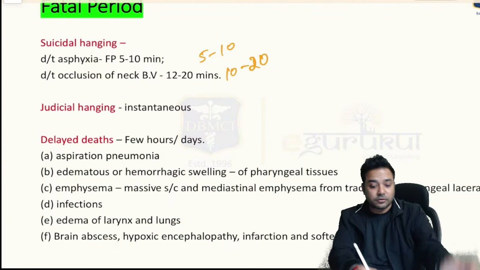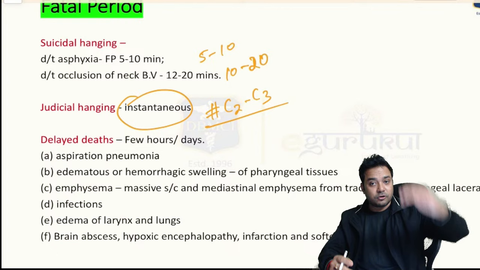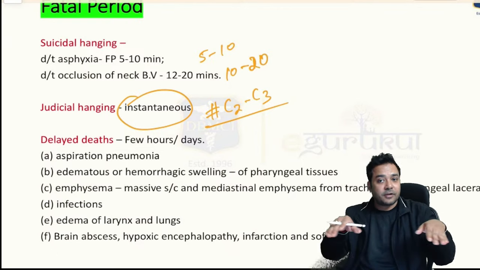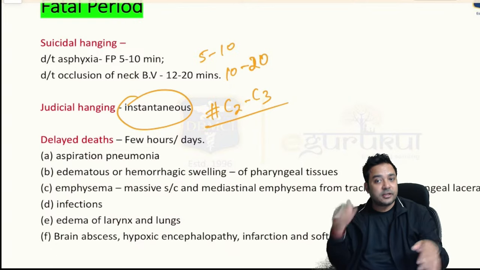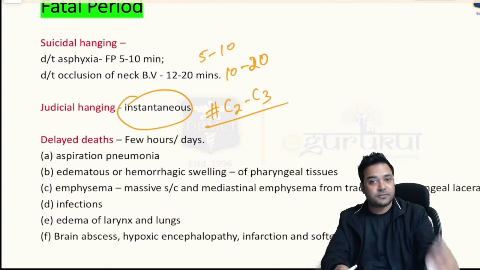In judicial hanging, the cause of death is fracture of C2, C3 vertebra, which is also called hangman's fracture. Here the death is instantaneous due to the long drop of the person. The person is made to stand on a wooden shaft, and that shaft is removed suddenly. So there is a long drop that leads to fracture of C2, C3, called hangman's fracture.